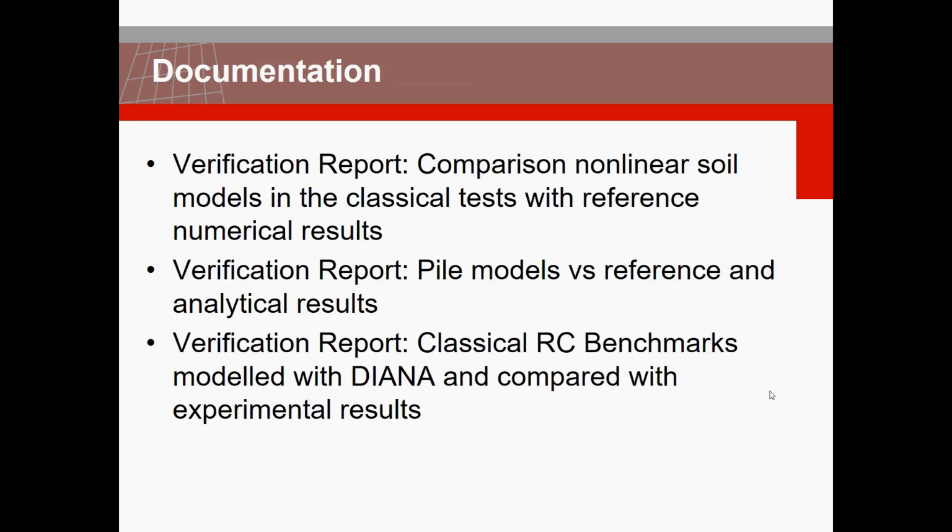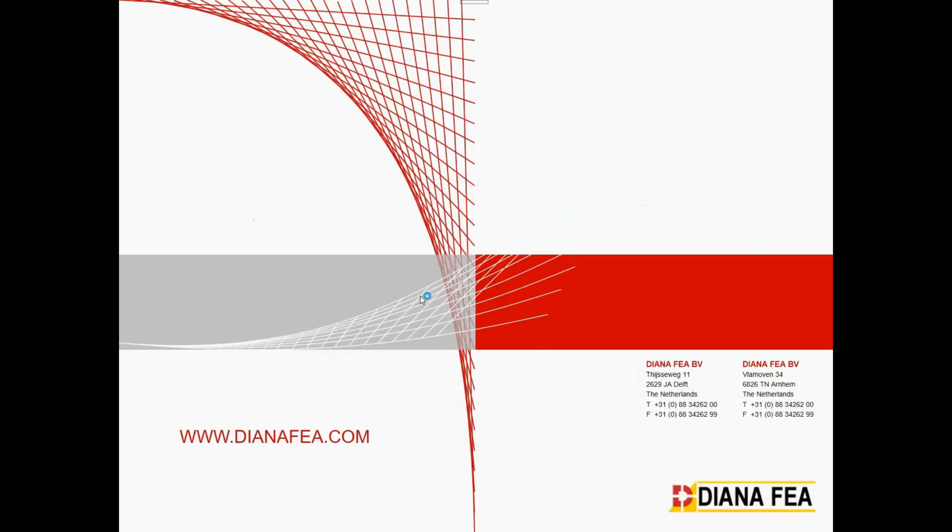And at the end, for the documentation, as I mentioned, we have 3 verification reports in total, 2 of them for the geotechnical. One is the comparison of the nonlinear soil model. Another one is the validation of the pile behavior with analytical results. And the last one is the classical reinforced concrete beam benchmark test with respect to the experimental results.